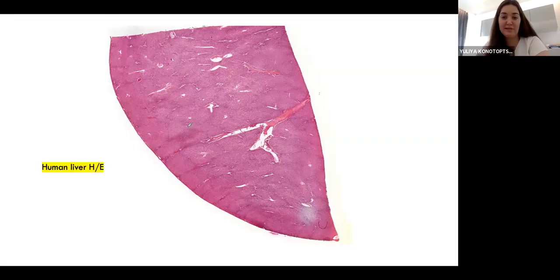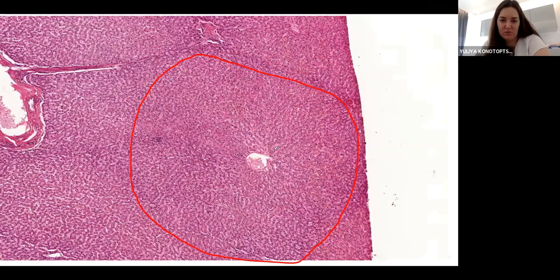And this is your human liver. Do you see any lobules? No, not really. So we magnify. Is this the lobule? I don't know. Is this the central vein? Is this the portal triad? It's very difficult to see. So human liver, as you can see, does not have this much connective tissue septa, right?